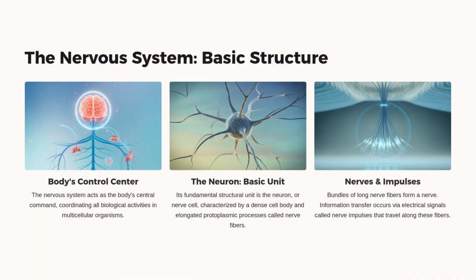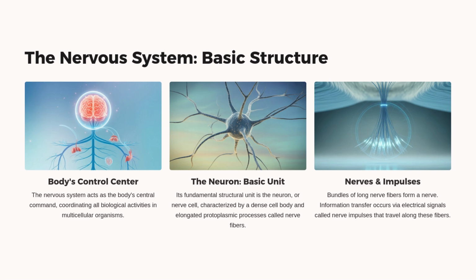Body's control center. The nervous system acts as the body's central command, coordinating all biological activities in multicellular organisms. The neuron. Basic unit. Its fundamental structural unit is the neuron, or nerve cell, characterized by a dense cell body and elongated protoplasmic processes called nerve fibers.